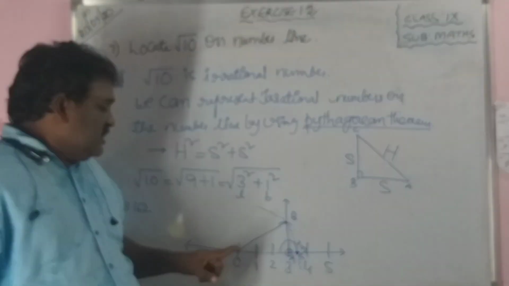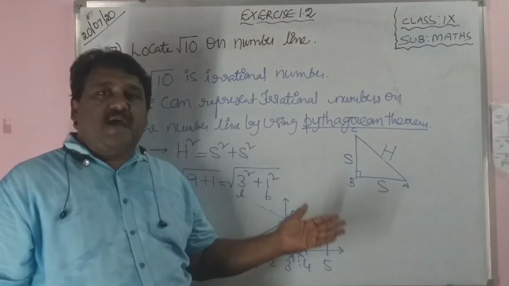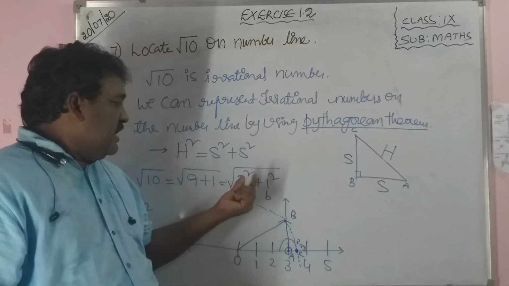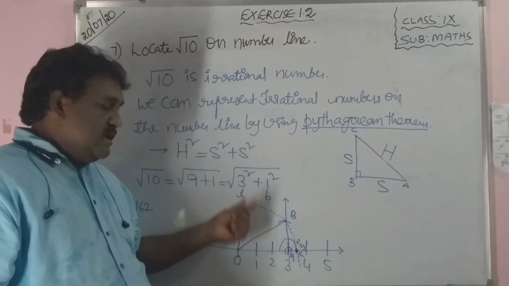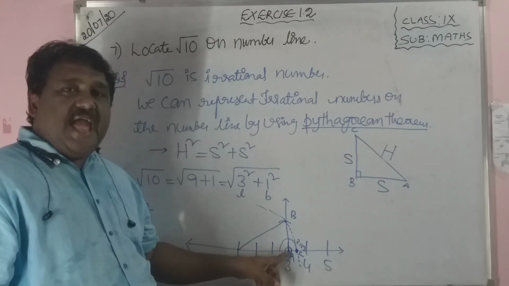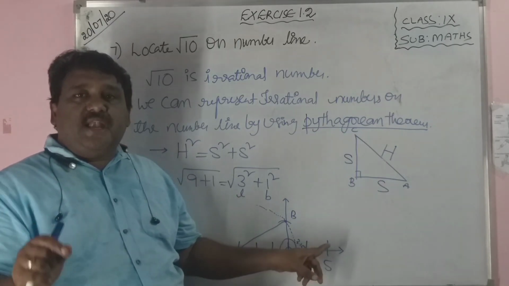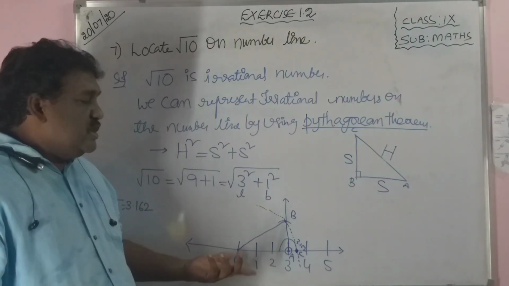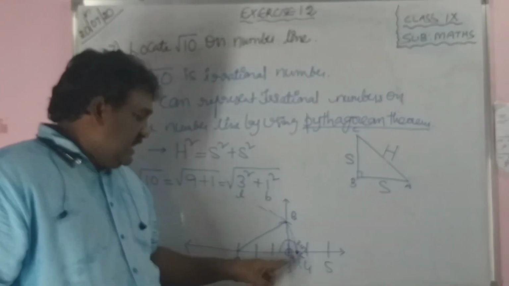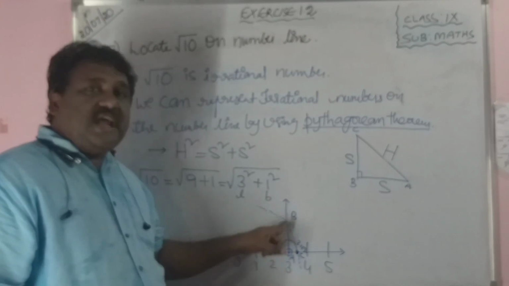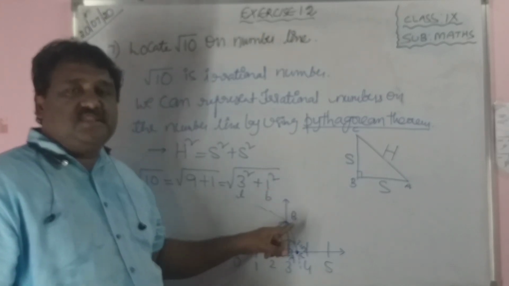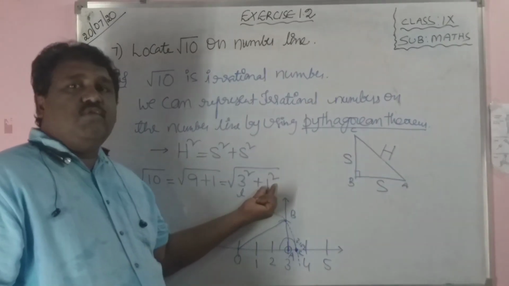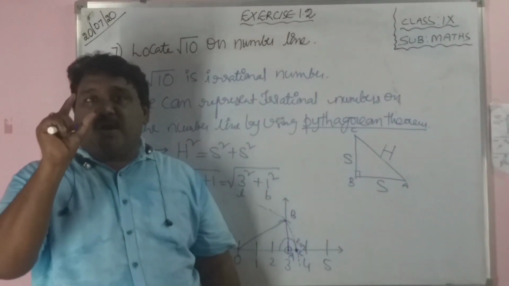Draw the number line. Starting number 0, equal gap 1, 2, 3, 4, 5. Then the length is how much? 3. Mark a point at 3 and name the point as A. Step 1. Then what is next? Use the protractor. Keep the protractor at A, take 90 degrees. Second step completed. Third step. What is left? 1, with the help of the compass.